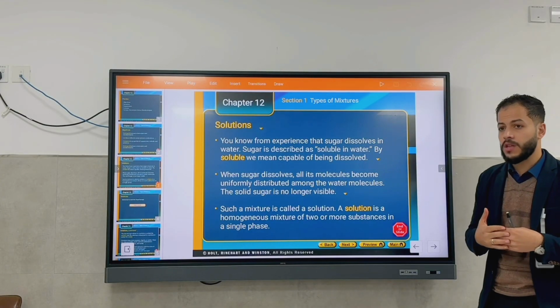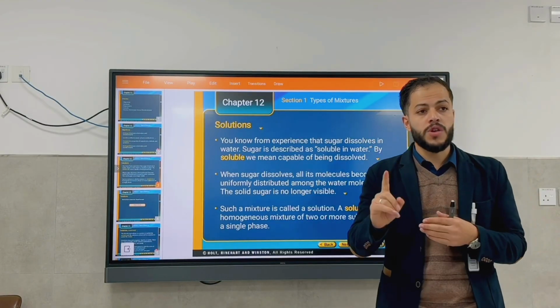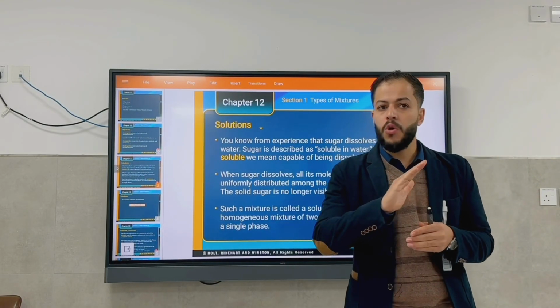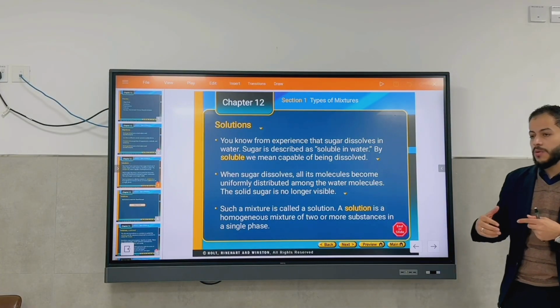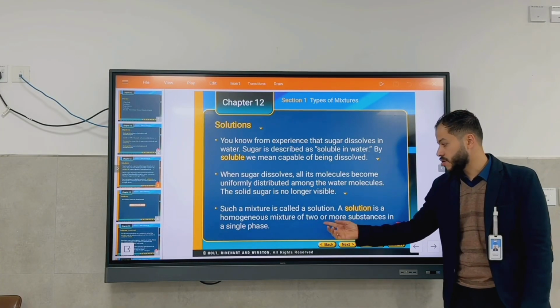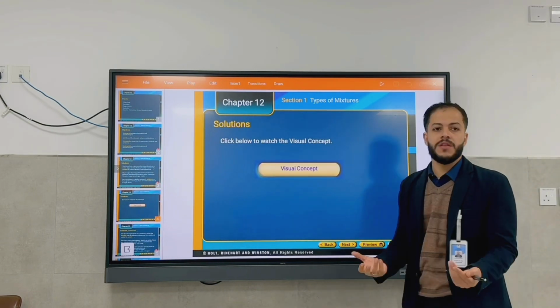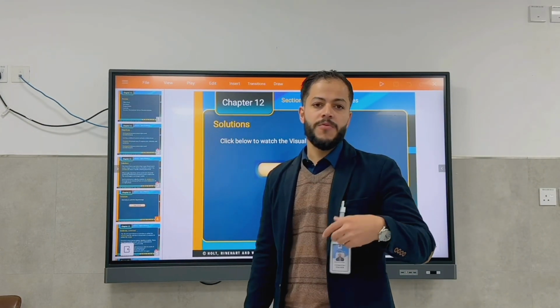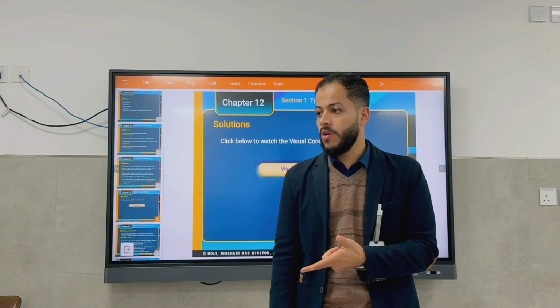We are talking about the atomic scale. So the first idea that I want you to understand is that a solution is a homogeneous mixture. So all solutions are homogeneous mixtures. We hear that a solution is a homogeneous mixture of two or more substances in a single phase. What does a single phase mean? It means that the final product could be a gas, a solid, or a liquid.